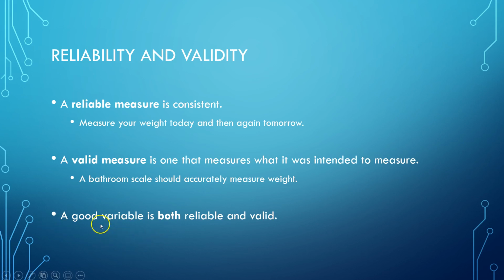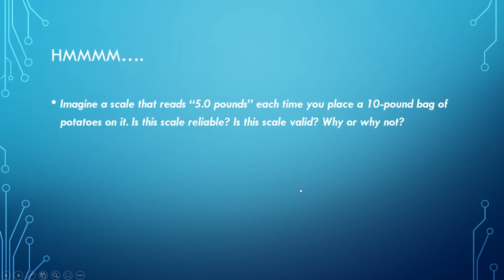And so a good variable is one that is both reliable, meaning it's consistent, and valid, meaning it's measuring what you want it to measure. So if you had a scale that read 5 pounds each time you placed a 10-pound bag of potatoes on it, is this scale reliable and is it valid? Why or why not? Maybe think about it for a second. You could pause here if you want.